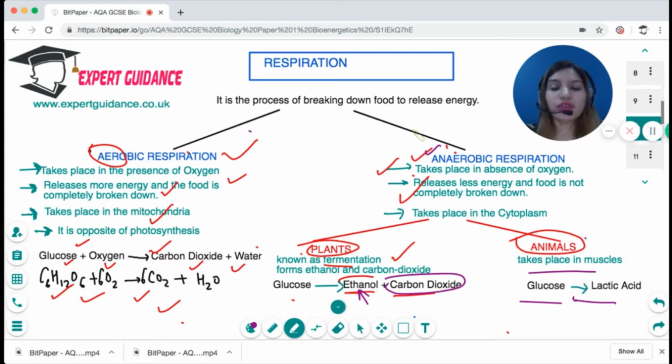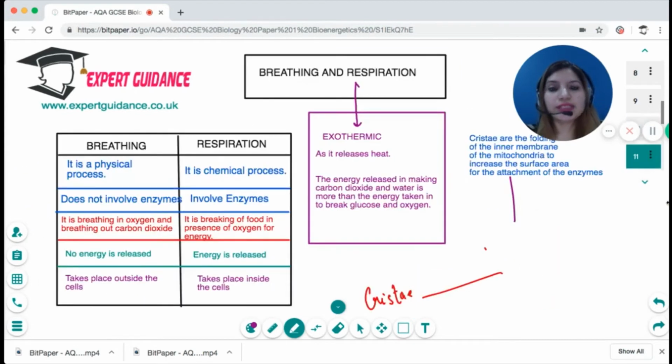So you should know the difference between aerobic and anaerobic respiration. You should know the equations of all of them and what is the difference in anaerobic respiration in plants and animals. Okay, so I hope this is clear to you.